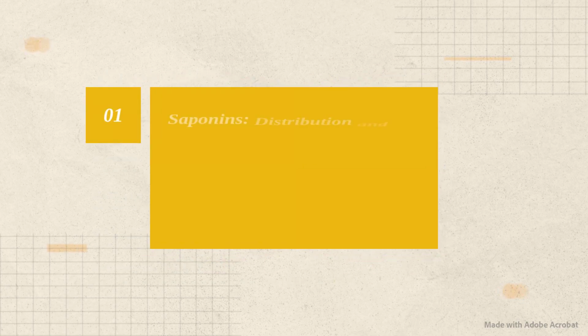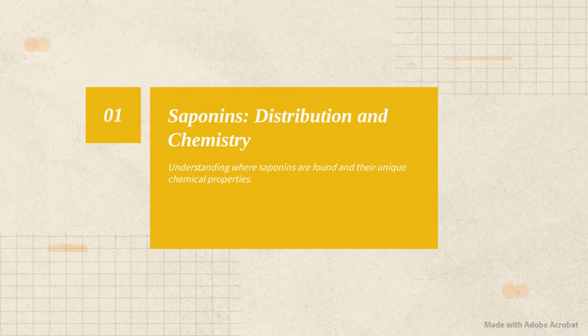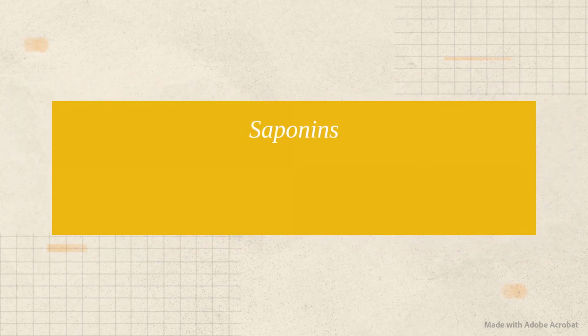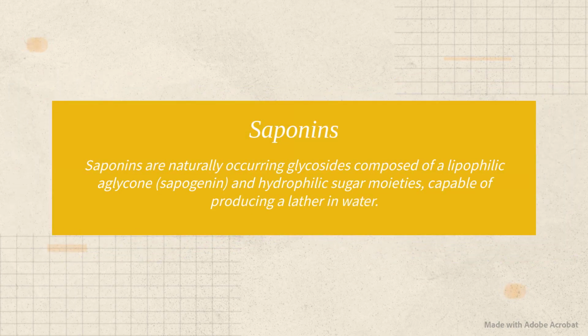Saponins are everywhere in the plant kingdom, but what makes them so special? In this topic, we'll uncover where saponins are found and explore their fascinating chemical structure that gives them their soap-like qualities. Let's start by defining saponins. Saponins are naturally occurring glycosides, composed of a lipophilic aglycone, also known as sapogenin, and hydrophilic sugar moieties. These compounds are capable of producing a lather in water, which is where their name comes from, the Latin sapo for soap. This unique structure is what gives saponins their remarkable properties.